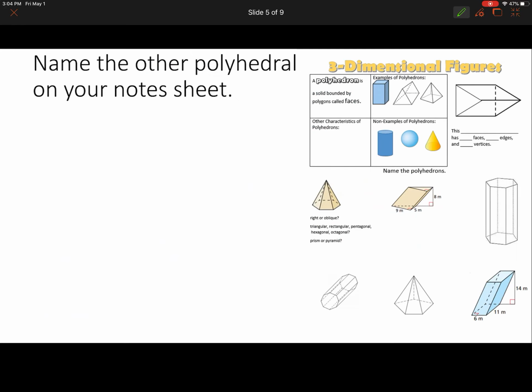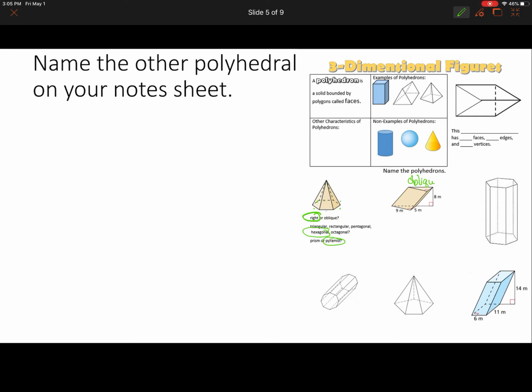All right, I want you to name the other polyhedrons that are on your notes sheet. Ask yourself, right or oblique? Here's a right. What kind of base does it have? I see 1, 2, 3, 4, 5, 6 sides, so hexagonal. Is it a pyramid or a prism? It's a pyramid.